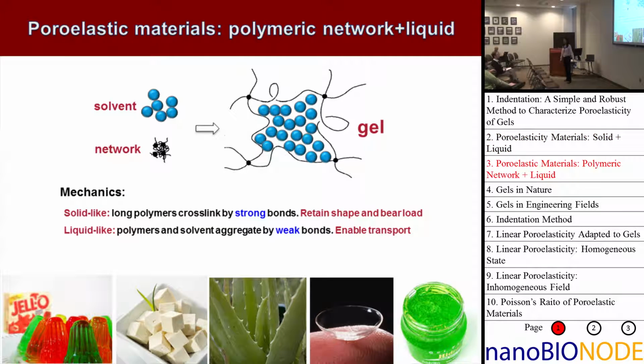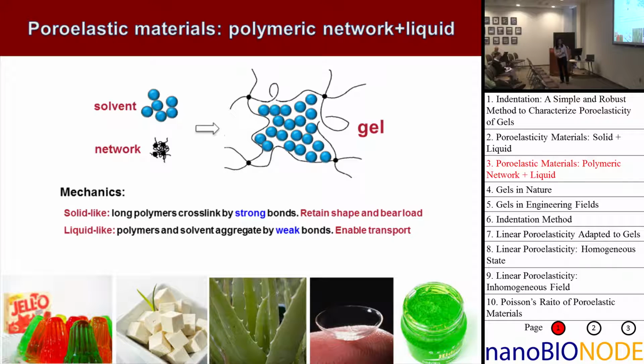So today I'm going to tell you gel is also a type of poroelastic material. It's composed of polymer chains and solvent molecules. If you think of it as a material, it's both solid-like and liquid-like. The polymer chains are cross-linked by a strong bond, so it can retain shape and bear load, right? On the other hand, the gel is also liquid-like. Comparatively, the bonds between the polymer chains and the solvent molecules are relatively weak, so the solvent can transport through the network.